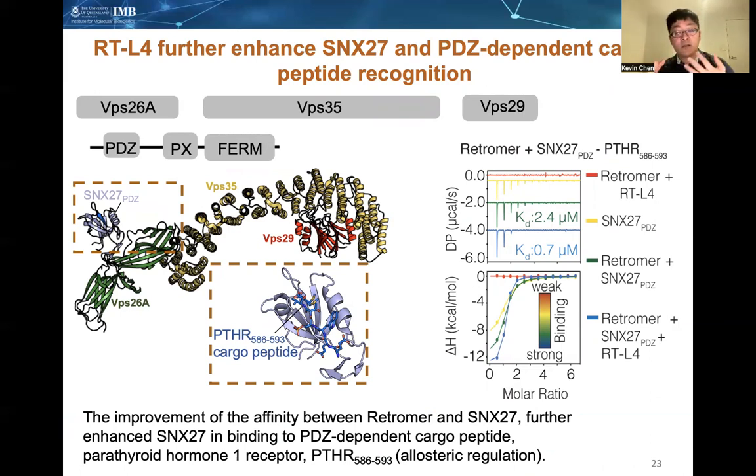To do that, we selected a cargo that is known to bind SNX27 through the PDZ domain. And indeed, as expected, there's a complicated ITC curve, but you can see on the blue curve that when RTO4 is added, the binding jumps from micromolar to nanomolar affinity. This indicates that it is likely the cyclic RTO4 stabilized the VPS26/VPS35 subunit in that region, and that stability enhanced the binding of the SNX27 PDZ domain and also the cargo attached to it.